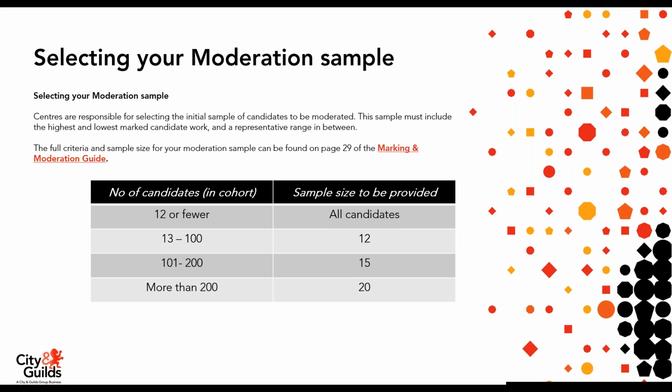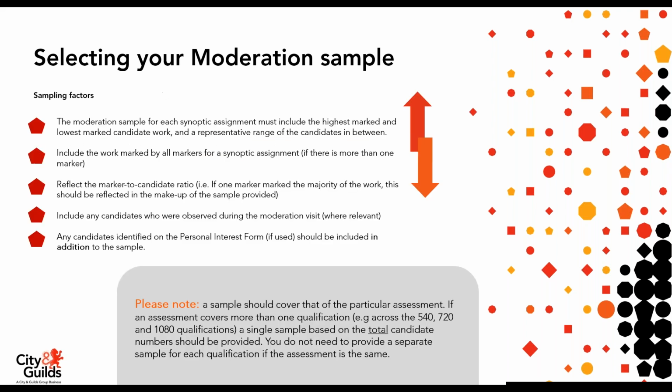Again, I really recommend, if you haven't already looked at it, try and have a look at that marking and moderation guide. It details all of this in that guide from the website. So again, repeating myself here, but for the sampling factors, the moderation sample for each synoptic assignment has to have the highest mark, the lowest mark candidate work, and a range of those in between.